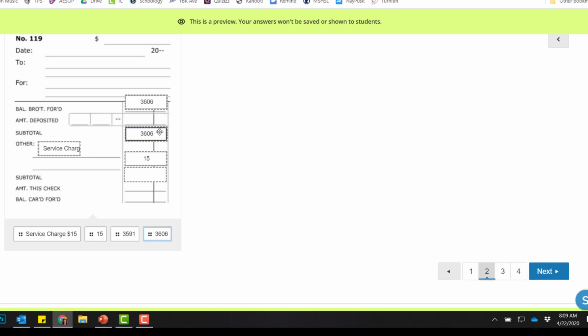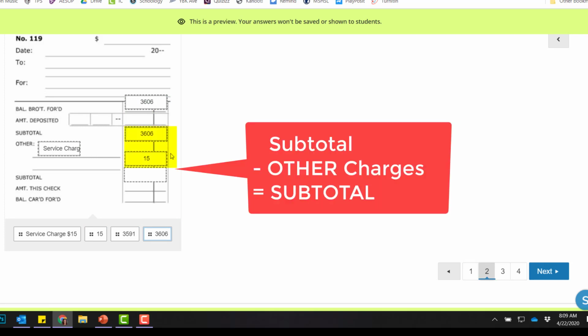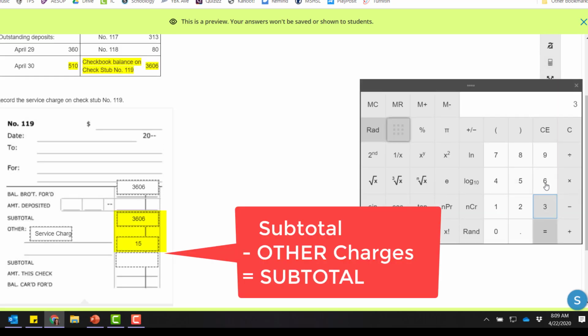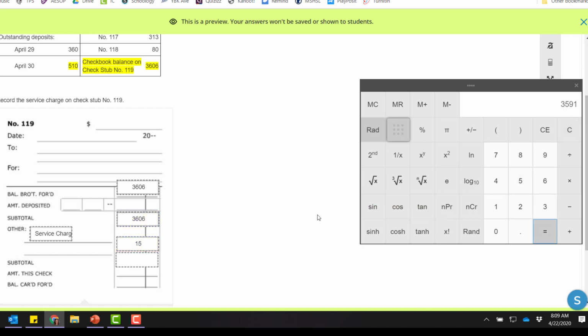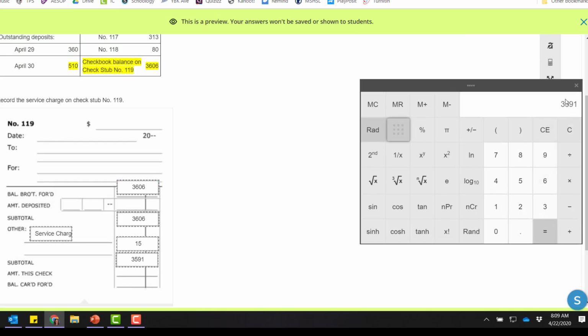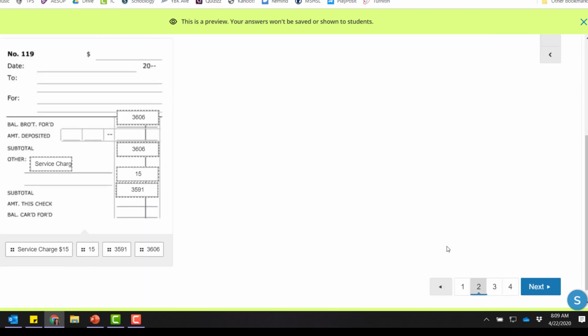And now I've got to figure out my subtotal after the service charge. So a service charge is just like we're paying money out with a check or with cash. So I'm going to be subtracting. So if I grab my calculator and do $3,606 minus 15, at the end of this service charge, I should have $3,591. And that would be how I would fill out my check stub for my service charge.